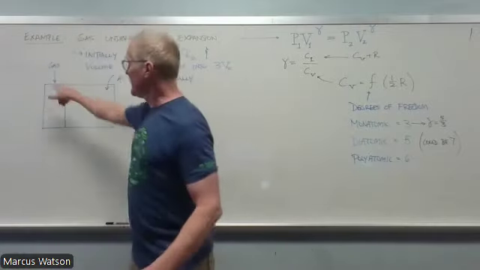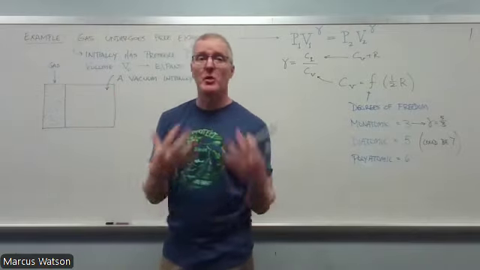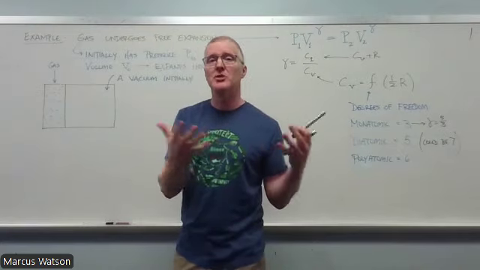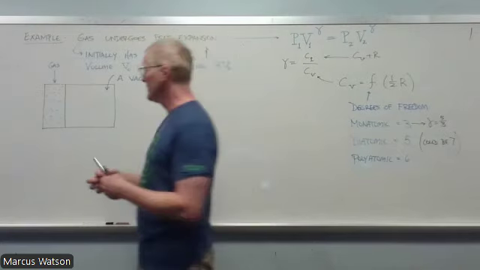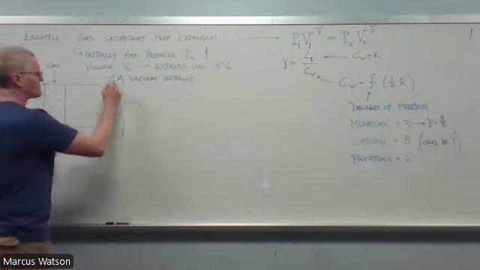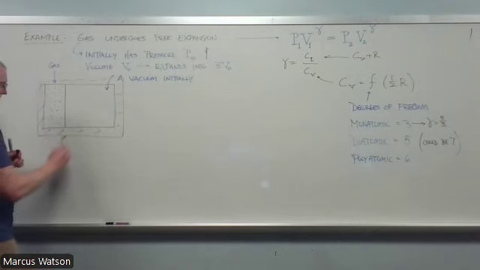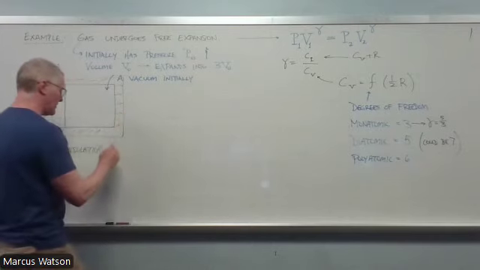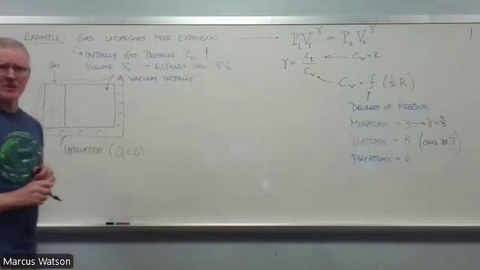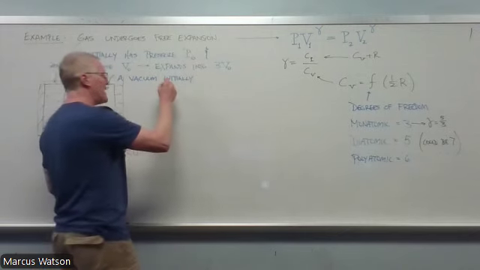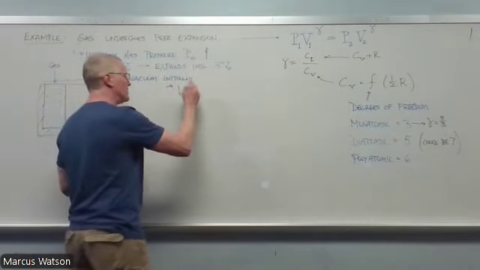If it's nice and insulated, maybe I'm going to put some insulation around this, then there's no heat transfer. And therefore, when I puncture this thing, there's no change in the internal energy by the first law. Okay? So suppose that I've got a nice layer of insulation around this thing. And therefore, if it's insulated, we'd say Q is 0, right? If it's a vacuum initially, then there's nothing it has to move out of the way, and therefore we'd say here that W is equal to 0.